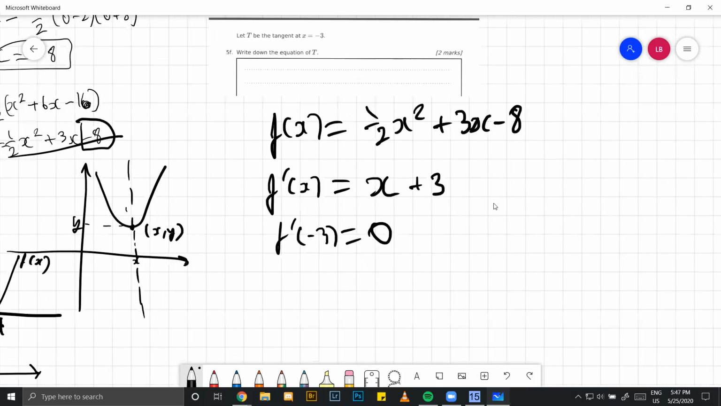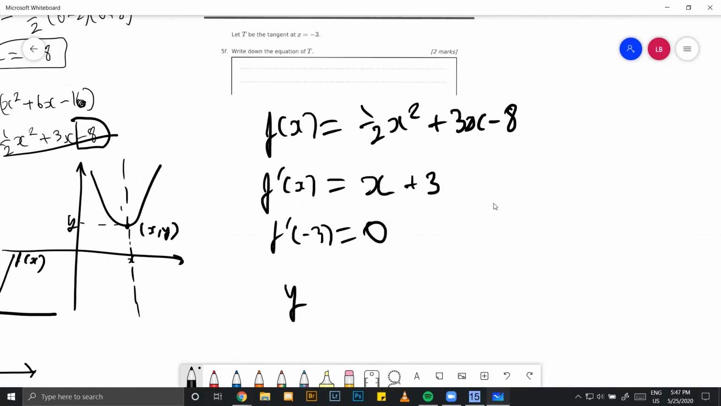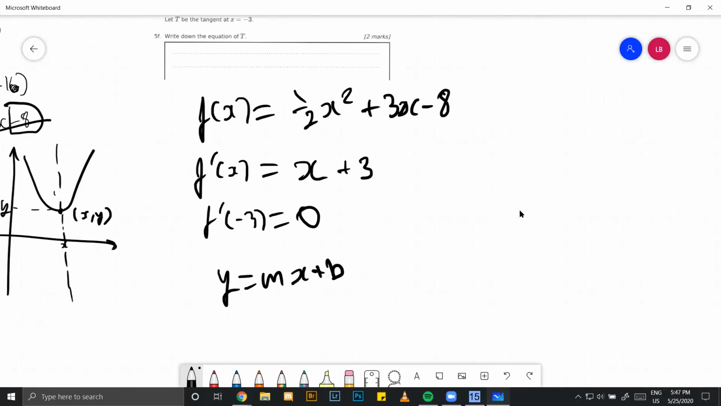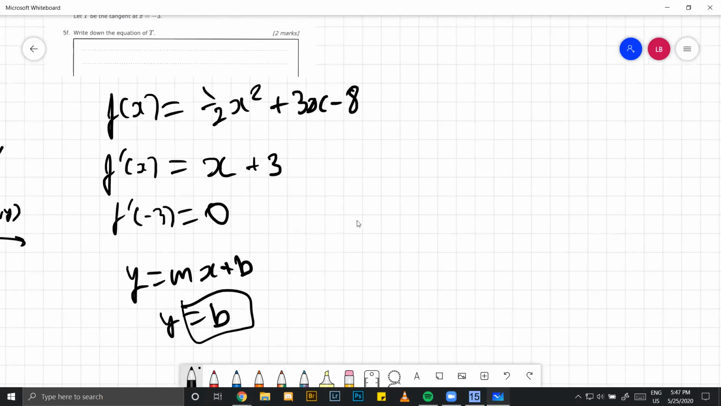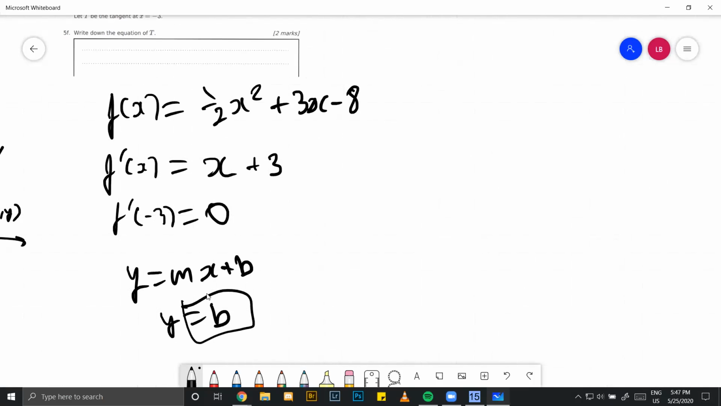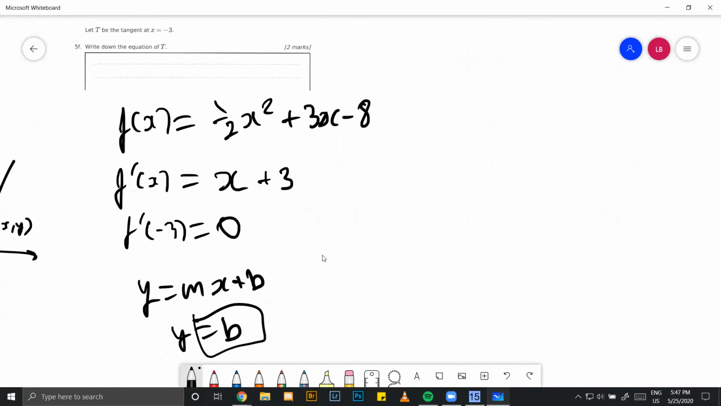So if you wanted to figure out what the line is, it's y is equal to mx plus b. The m is 0, so it's just y is equal to b. So now we have to figure out what that b is. Because the 0 multiplies with x and just goes to 0, that's why it's y equal to b. But what is b? b is going to be the value of y at that point, at the point x equal to -3.